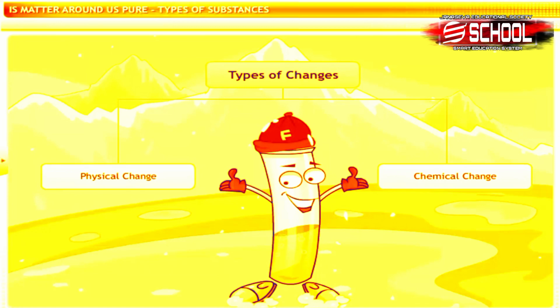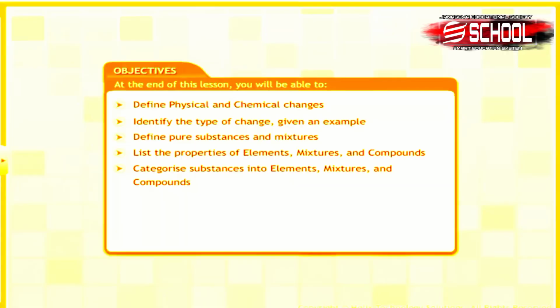Substances can undergo either physical or chemical changes to form new substances. In this lesson, you will learn about elements, mixtures, and compounds. At the end of this lesson, you will be able to define physical and chemical changes.